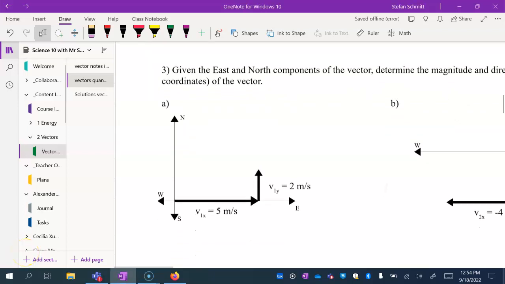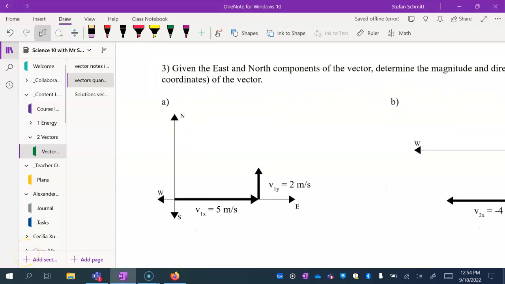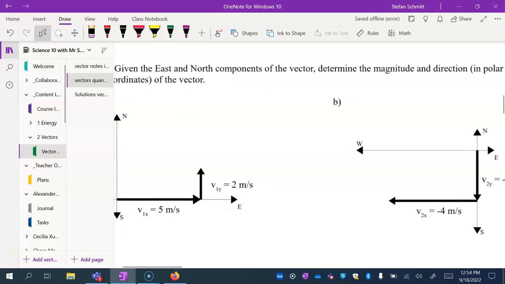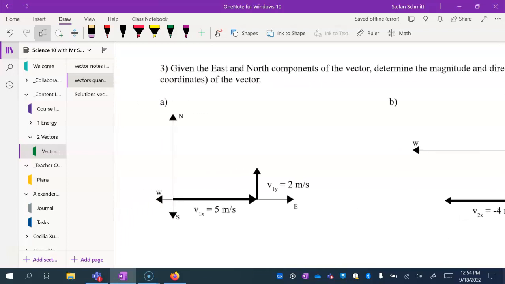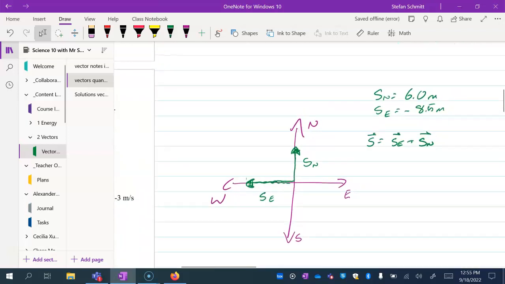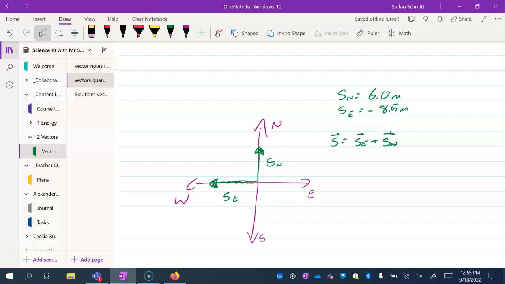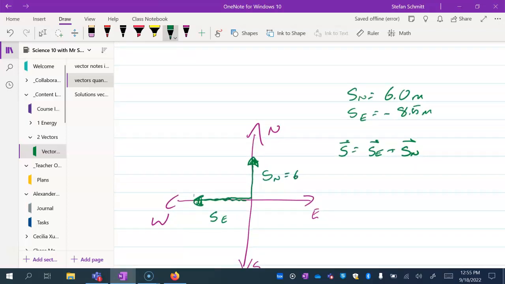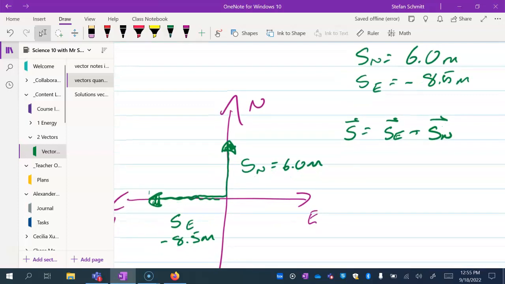In this video, we'll take the north and east components of vectors, and we will specify the vector in polar coordinates. For an example, I've got a position vector, and its north component is 6 meters north, and its east component is negative 8.5 meters west. So let's add these vectors together, head to tail, and find the position vector.